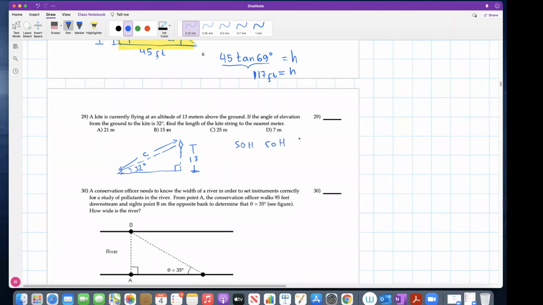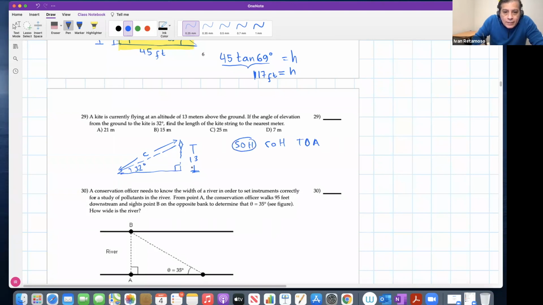Or tangent? This one is sine. Excellent, Regine. Because sine is opposite over hypotenuse. Excellent. So sine of 32 degrees equals opposite 13 over hypotenuse that I don't know, C, right? So I can solve for C and figure out what C is.